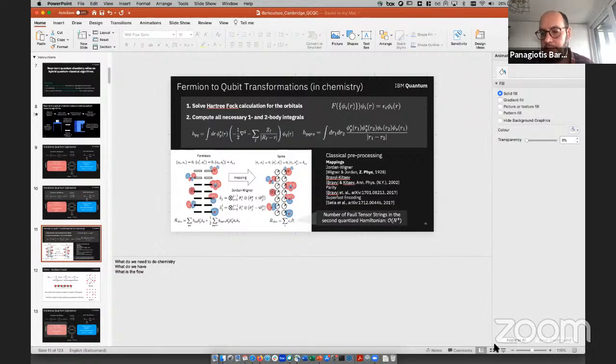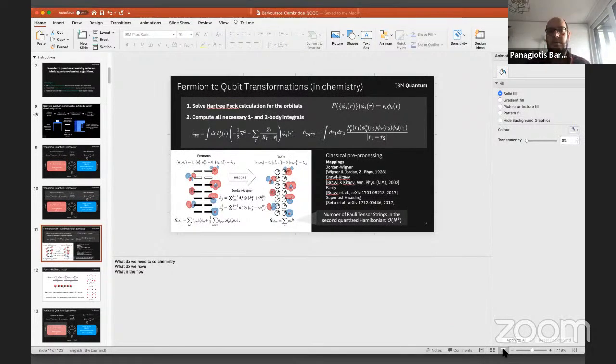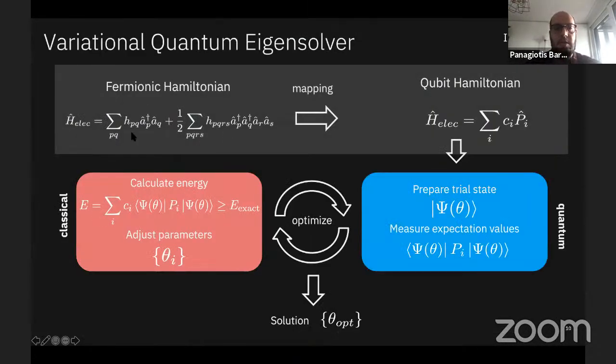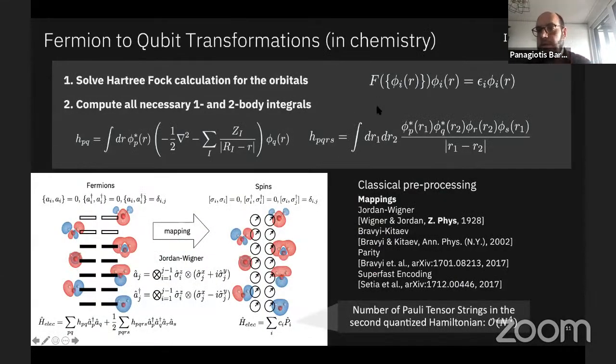So, how we map a molecule into a spin Hamiltonian. We need to start with the second quantization Hamiltonian, the one that you see here, the electronic structure Hamiltonian. What you need is to find a way to encode your annihilation and creation operators, and how you get the one- and two-body integrals of this Hamiltonian. The one- and two-body integrals come from the process that I described in the presentation, where you solve the Hartree-Fock calculation and then calculate the integrals for the one- and two-body terms.